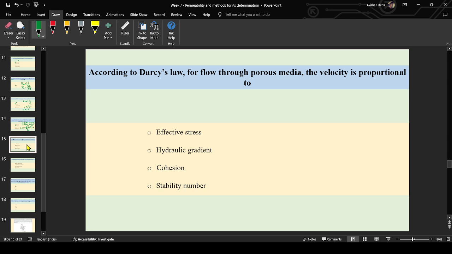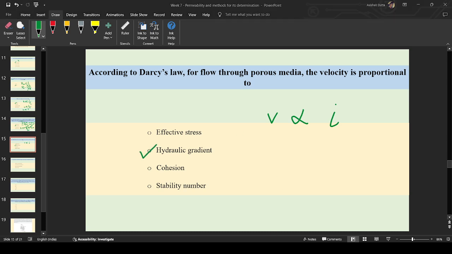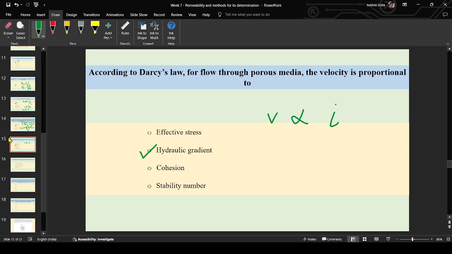As per Darcy's law, the flow through porous media, velocity is proportional to, very easy question, simple question. What? Hydraulic gradient. Yes. Velocity is proportional to hydraulic gradient. Next question.